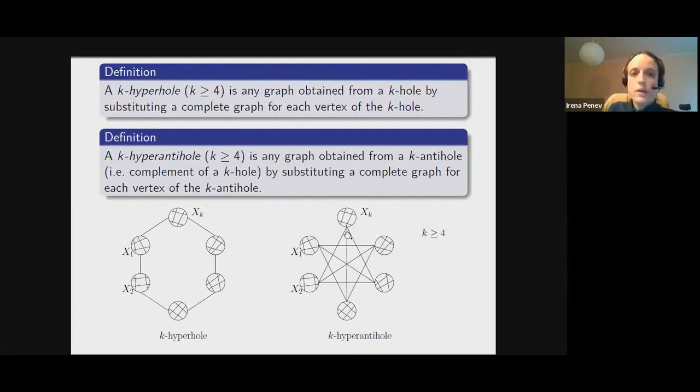And then how about K hyperantiholes? Well, it's the same thing, except that you start with antiholes. What are antiholes? Antiholes are just complements of holes. So you're taking the complement of a hole, and then you blow up each vertex to a clique. So that's a K hyperantihole, K being the length, or rather the number of vertices of the antihole. So I'll need those two concepts.